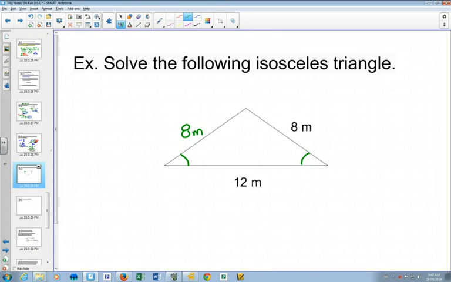Now, a lot of people make the assumption that the last angle has to be 90, and the other two are 45. But it doesn't have to be 90. You can have an isosceles triangle that doesn't have a 90, and we don't know for sure what that angle is. So we can't use SOHCAHTOA unless there's a 90-degree angle.